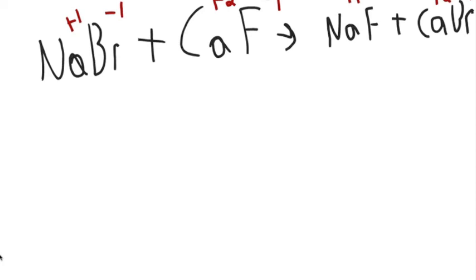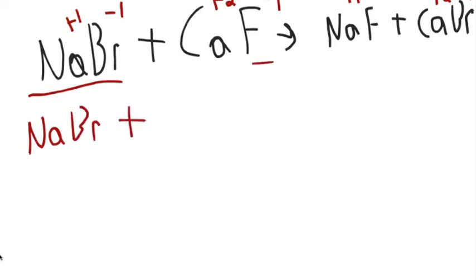So now that I've assigned the charges, we're going to go ahead now and make them into ionic compounds. And we're going to do that by finding the greatest common factor between the charges of each individual ionic compound. So the greatest common factor between 1 and 1 is 1. So NaBr stays the same.